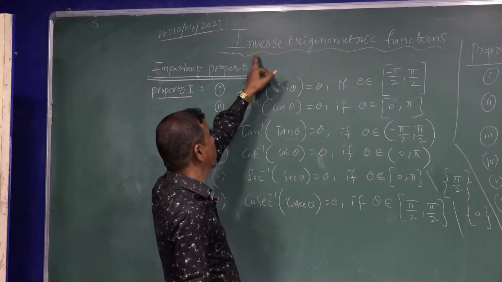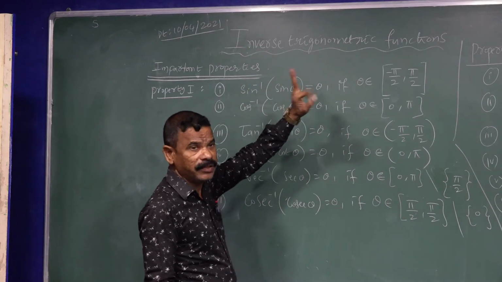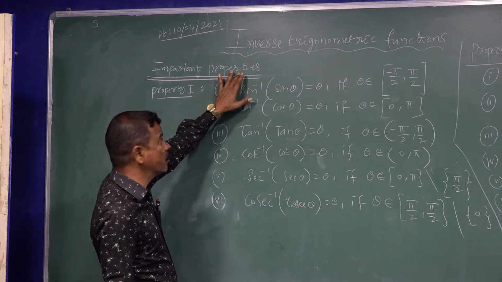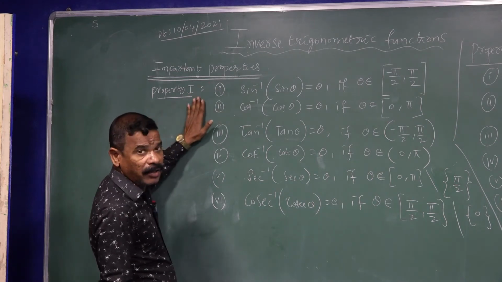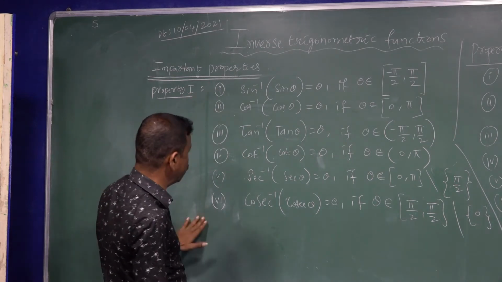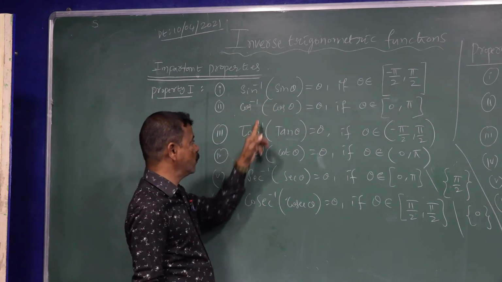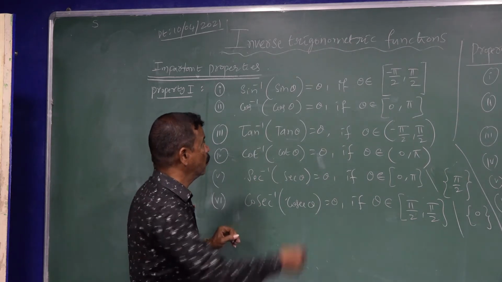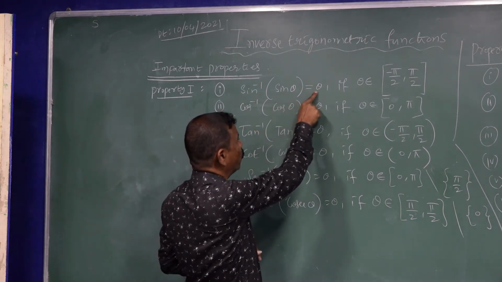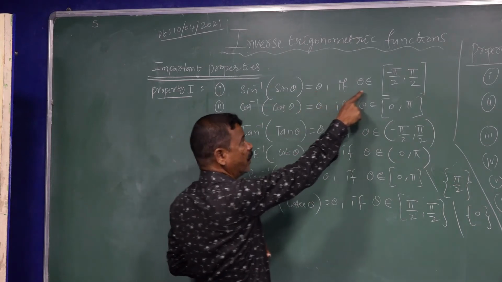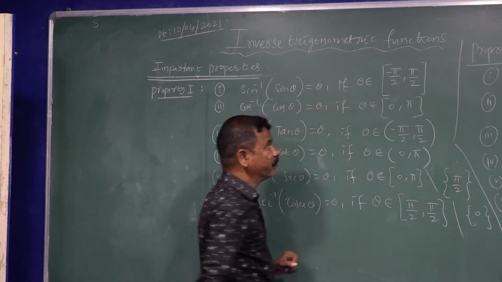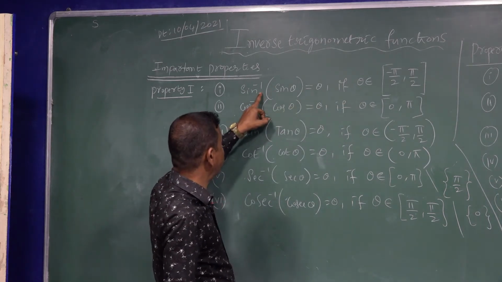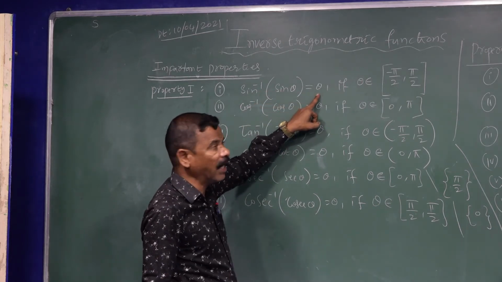Next, inverse trigonometric functions. In this, we have some important properties. Property 1: sin inverse, cos inverse, tan inverse, cot inverse, sec inverse, cosec inverse. So sin inverse of sin theta is equal to theta if theta belongs to minus 90 to plus 90. In this domain, sin inverse of sin is cancelled, equal to theta.